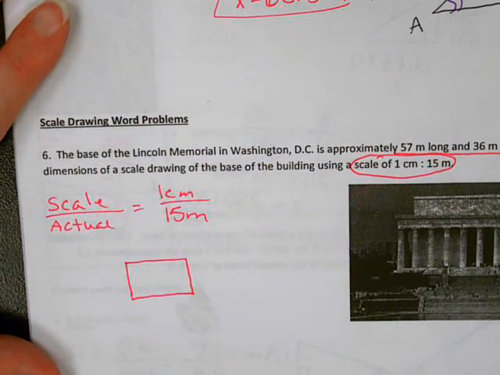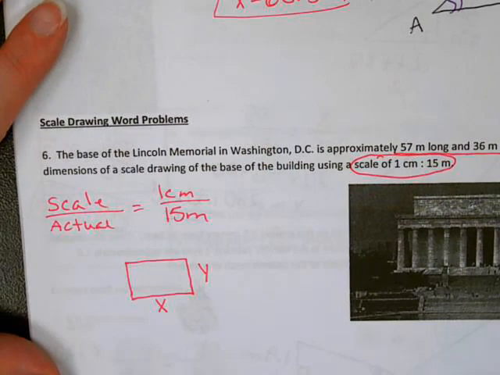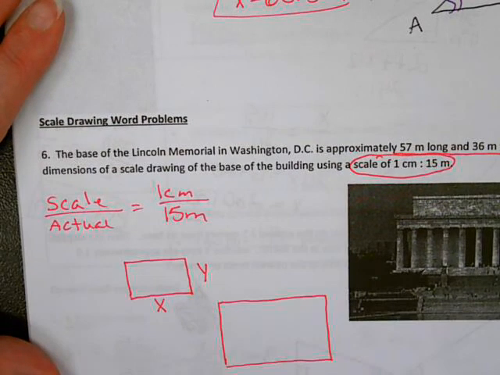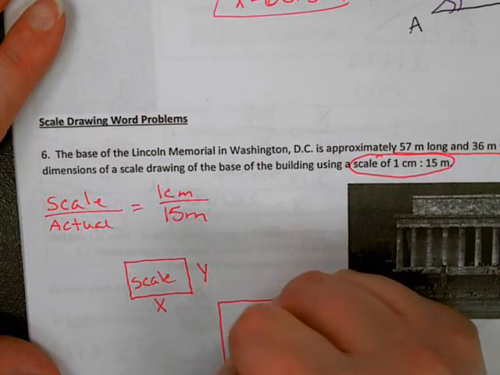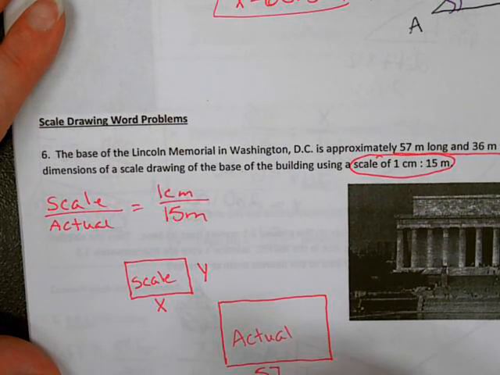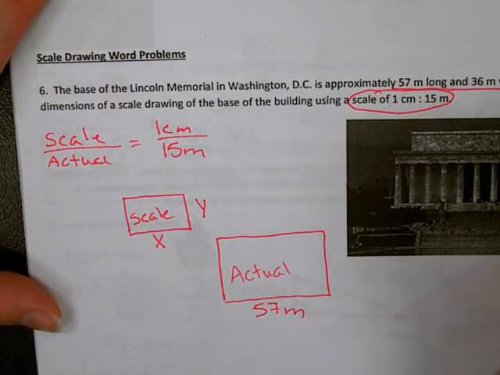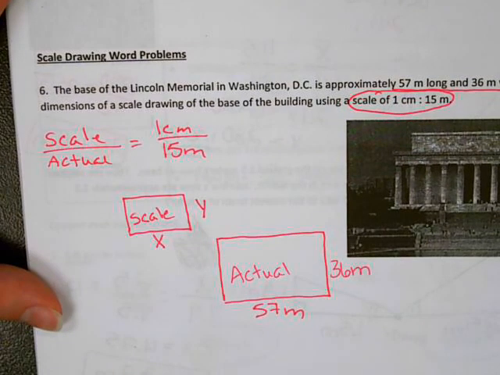All right, and then I'm going to draw myself a picture of this scale drawing that they're going to have. But I don't know what my length and my width are. They're asking me for them. So for now, I'm just going to call them X and Y. I do, however, know the length and the width of my actual. So this is my scale. This one is the actual. The length of the actual one is 57 meters. And the width of the actual one is 36 meters. Since I'm solving for two different things, the length and the width, I'm going to have to set up two different proportions. So let's find the length first.